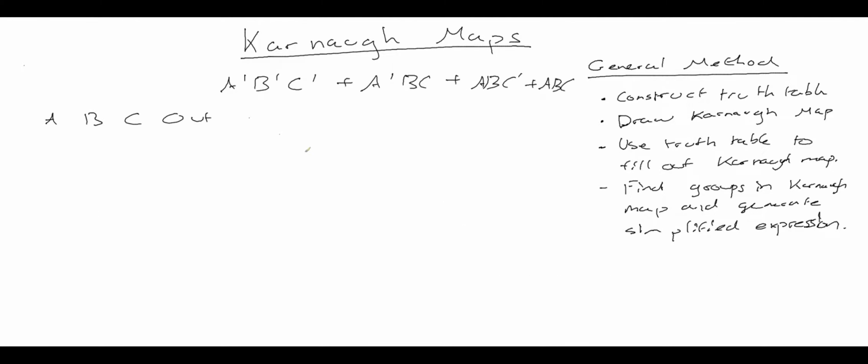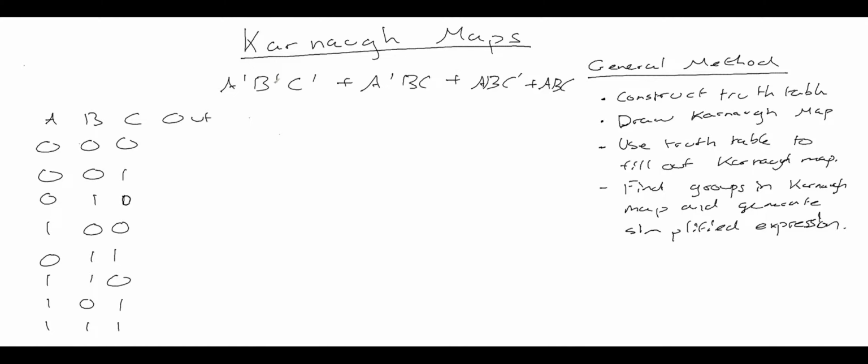Okay, so final example then, a bit more complicated, and this should show you how Karnaugh Maps can be really quite useful, because as you can imagine, the Boolean algebra simplification of this is going to be relatively complicated. So first of all then, what we do is construct our truth table.